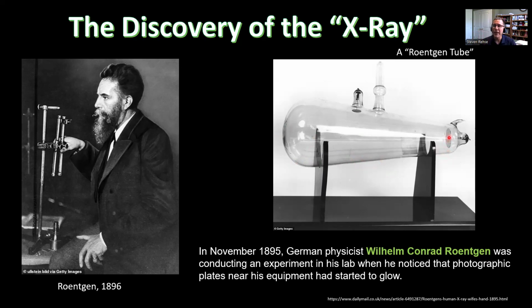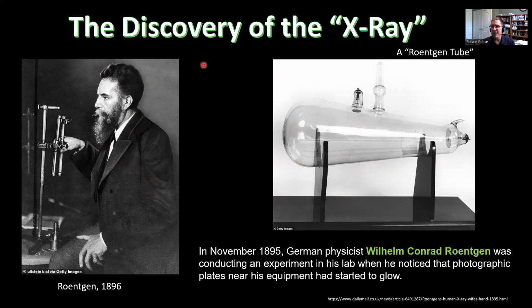because X-rays were not known about at all. And as he was operating this apparatus, he noticed that photographic plates near his equipment had started to glow. This is very, very strange. So he thought, there's something going on here. Here's a picture of Röntgen in 1896. So this is what Röntgen looked like.